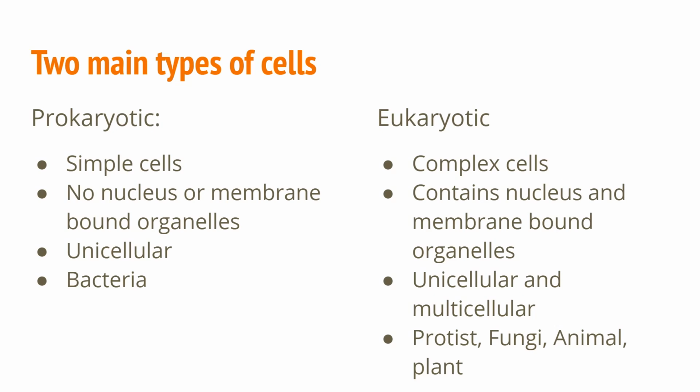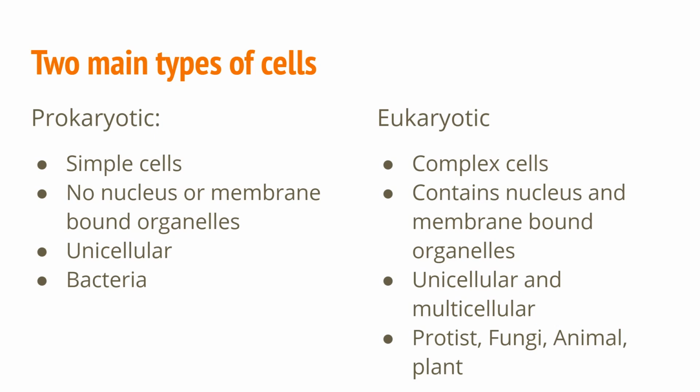Now, prokaryotic cells are the very simple cells. They have no nucleus or membrane-bound organelles. They are unicellular and they are only found in the bacteria kingdom. Bacteria are the only prokaryotic cells there are. Eukaryotic cells are the type of cells that you would find in protists, fungi, animals, or plants. I always like to remember that you are complex, you are an animal, therefore you are eukaryotic. It's an easy way to remember it.